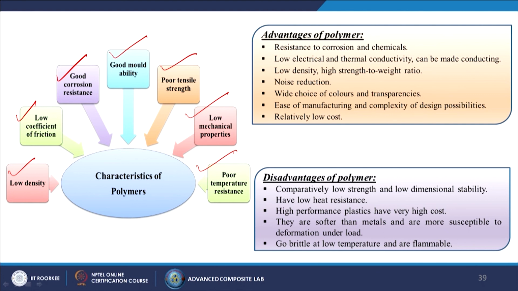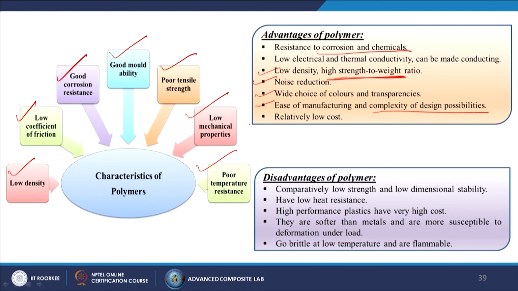What are the advantages of polymers? Generally they resist corrosion and chemicals. They have low electrical and thermal conductivity, though they can be made conducting, low density, and a high strength-to-weight ratio, which is a prime consideration for choosing a polymer. They can reduce noise, offer a wide choice of colors and transparencies, are easy to manufacture with complex design possibilities, and are also very cheap.